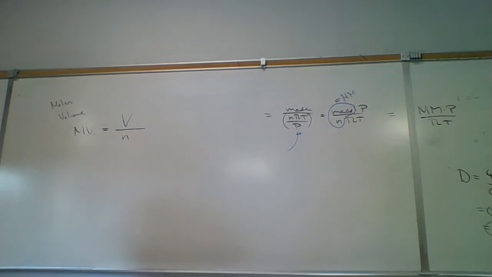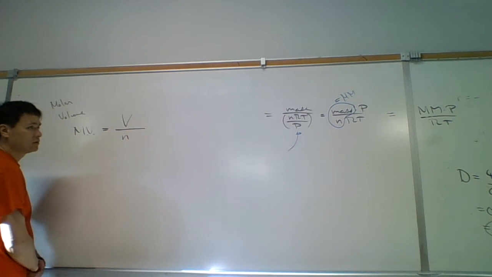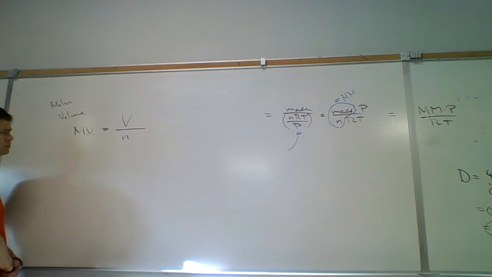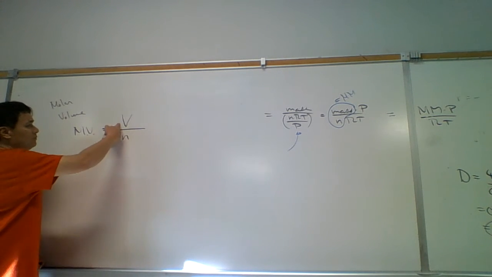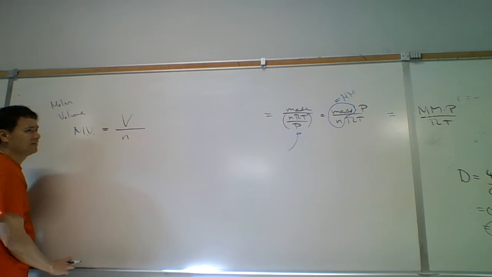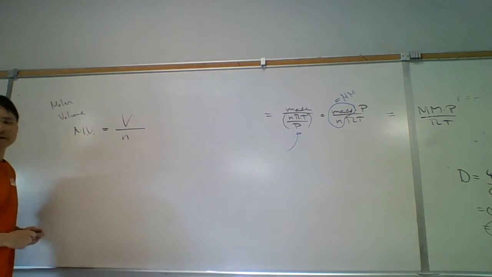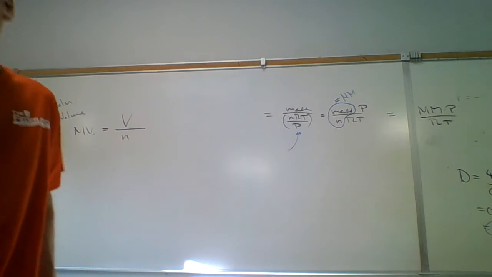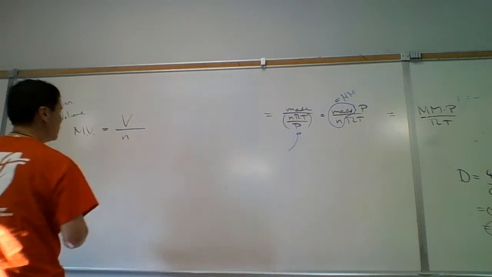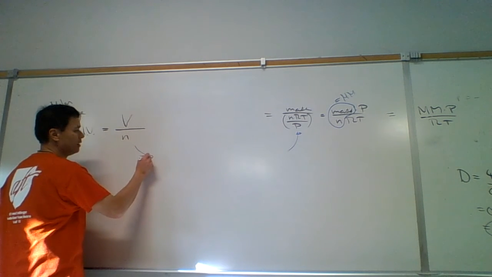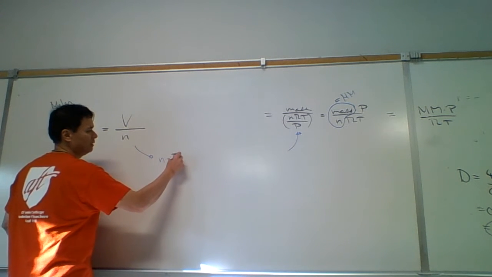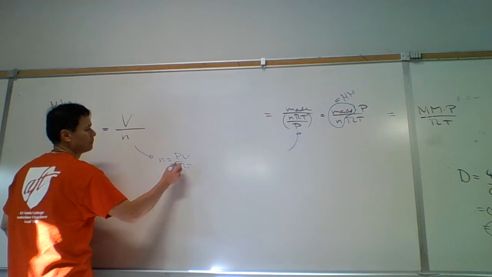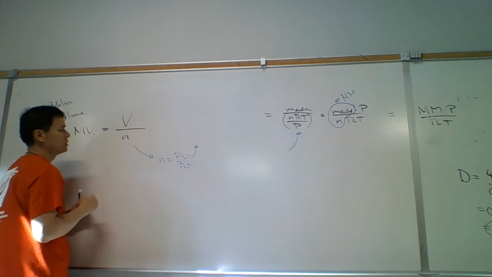That was like Avogadro. So we just need to measure the volume for every mole of gas. Well, that requires experimental work. We can avoid experimental work by doing the exact same thing that we did for density. That is, we're going to use N now. N is equal to PV over RT. And then we're going to substitute that in this equation here.